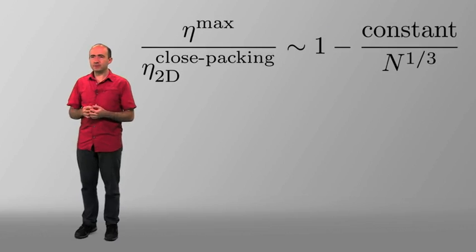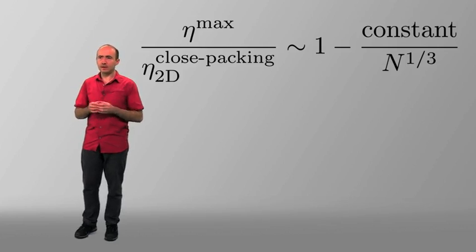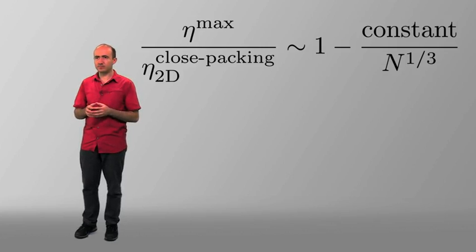Yet, in fact, this method will still reach this asymptotics, and it can be proven that the convergence is very slow. The ratio between the maximal density eta max and eta cloth packing behaves as 1 minus a constant divided by n to the power 1/3.